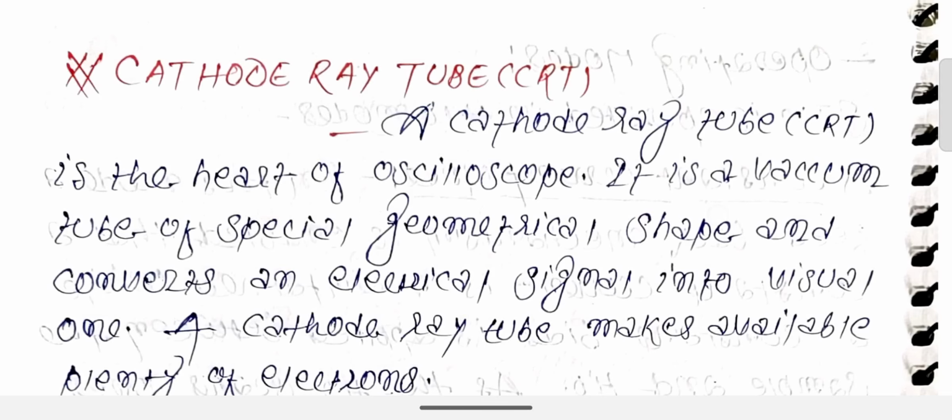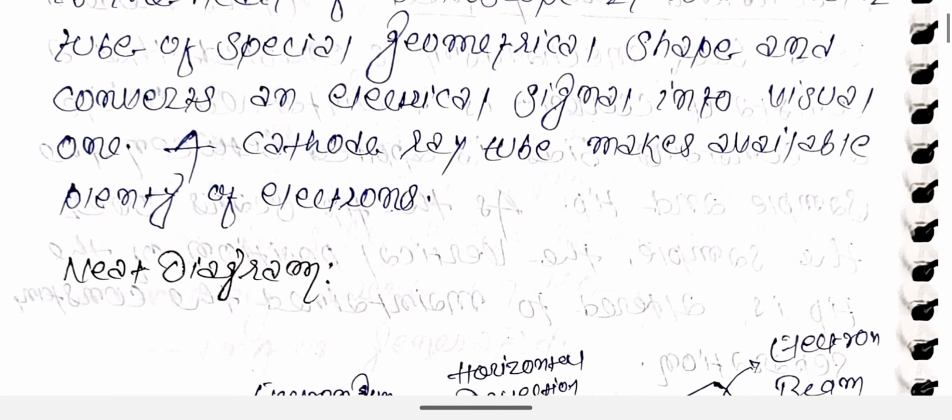Friends, today we learn about cathode ray tube CRT. This is an important topic, friends. Let's learn now. A cathode ray tube CRT is the heart of an oscilloscope. It is a vacuum tube of a special geometrical shape and converts an electrical signal into a visual one. A cathode ray tube makes available plenty of electrons.